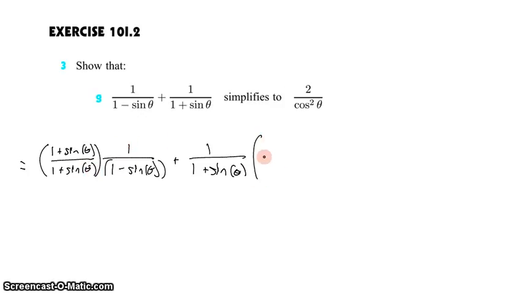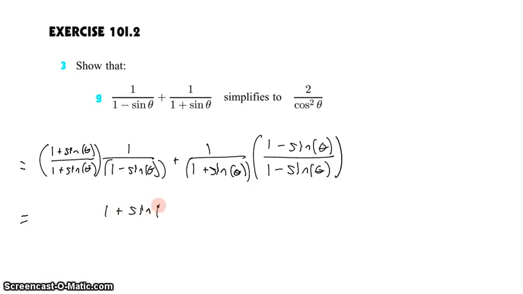I'm going to do the same thing on the other side. I'm going to multiply by the denominator of the other fraction, 1 take sine of theta, on the numerator and denominator. Now what does this do for me? Well, if I multiply the numerator in, 1 times 1 plus sine of theta is 1 plus sine of theta. Same thing on this side. 1 times 1 take sine of theta is 1 take sine of theta.